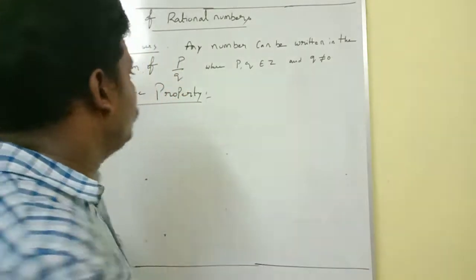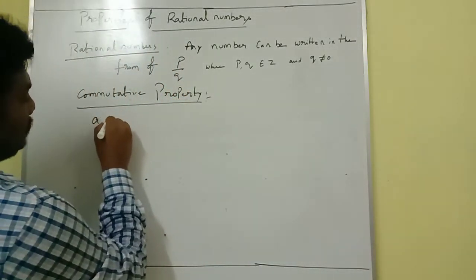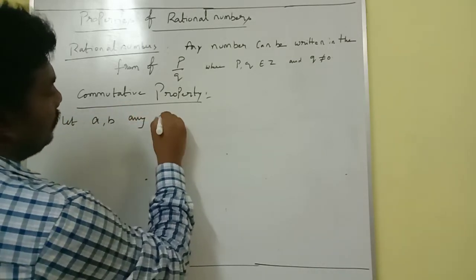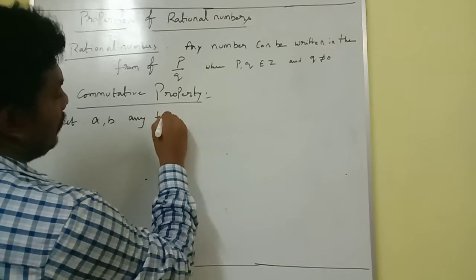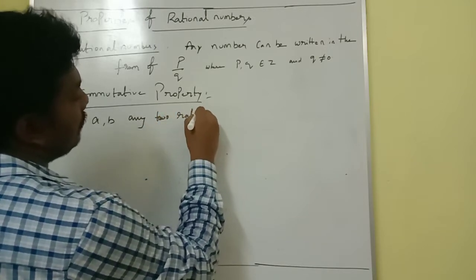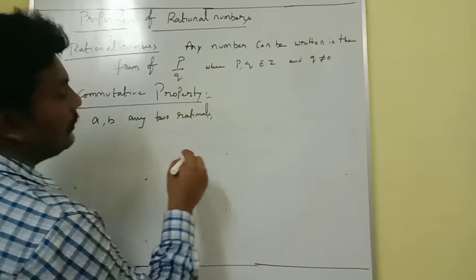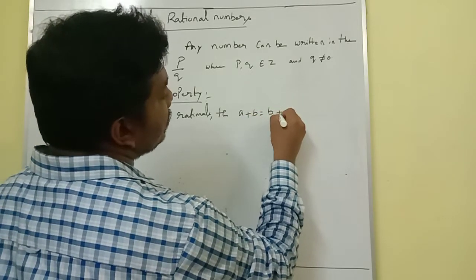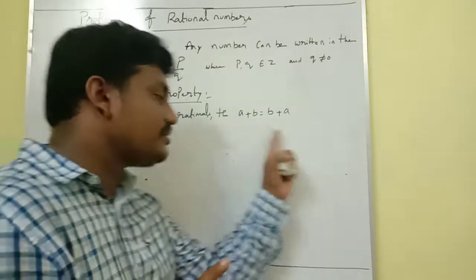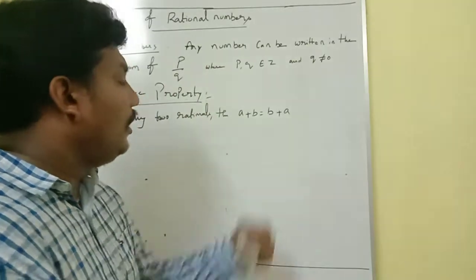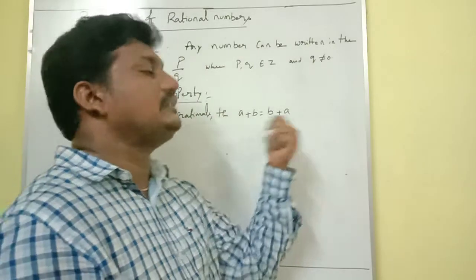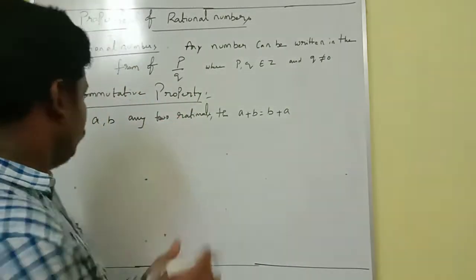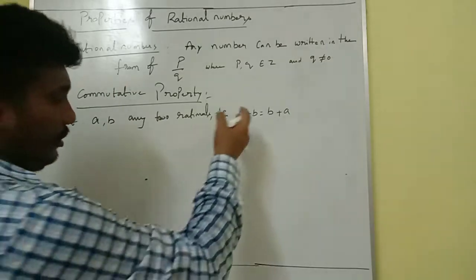Let me consider again: a comma b are any two rational numbers. Let a comma b be any two rationals, then a plus b is equal to b plus a. If you add a plus b, and then add b plus a, and both give the same result, then it is suitable for the commutative property.